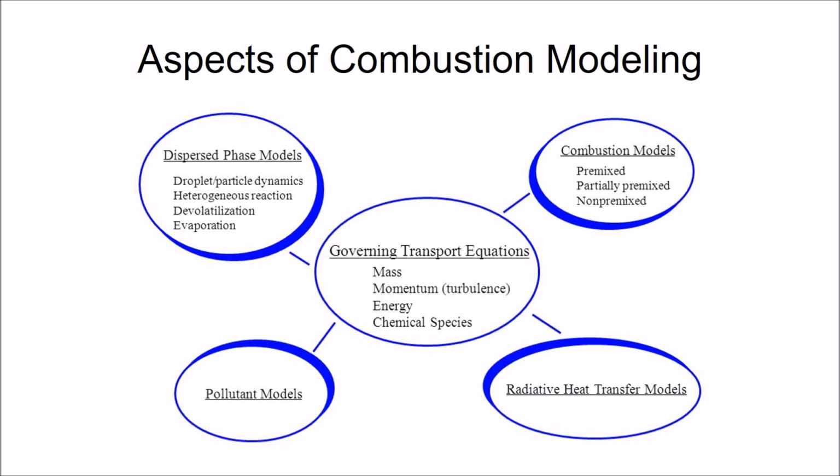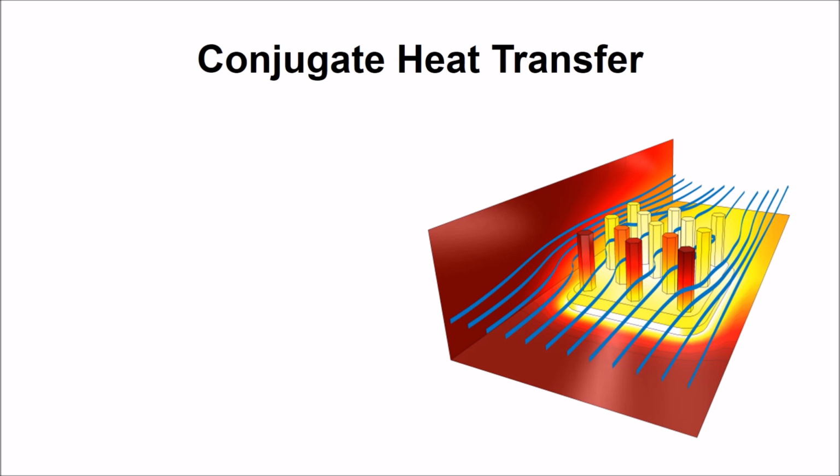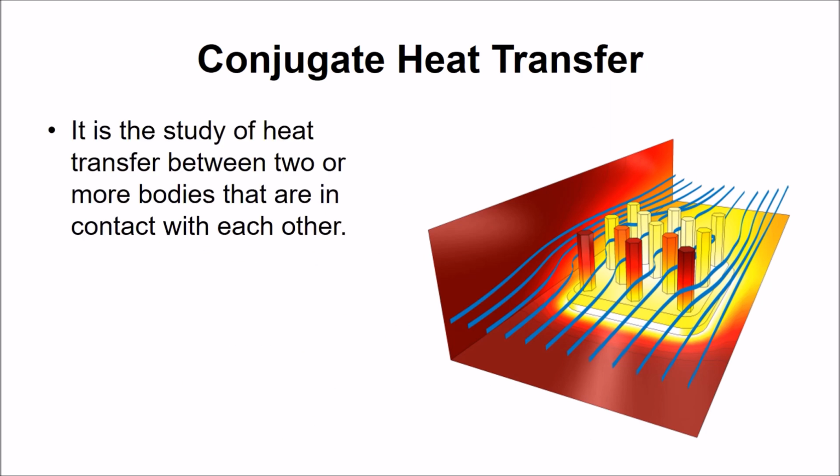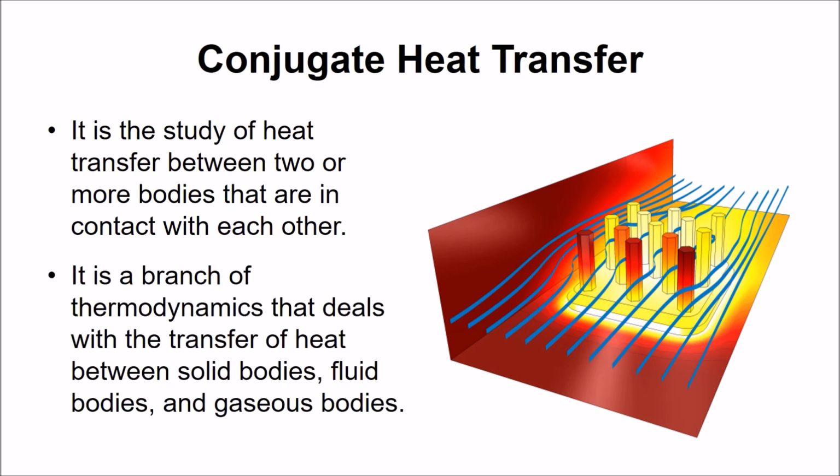CFD engineers need to be able to model and simulate combustion processes in order to design and optimize combustion systems. This requires a strong understanding of physics of combustion as well as experience within CFD software. Conjugate heat transfer is the study of heat transfer between two or more bodies that are in contact with each other. This is a branch of thermodynamics that deals with the transfer of heat between solid bodies, fluid bodies, and gaseous bodies. Knowledge of thermodynamics and heat transfer concepts like sensible heat, latent heat, specific heat, and ton of refrigeration are extremely important for this.